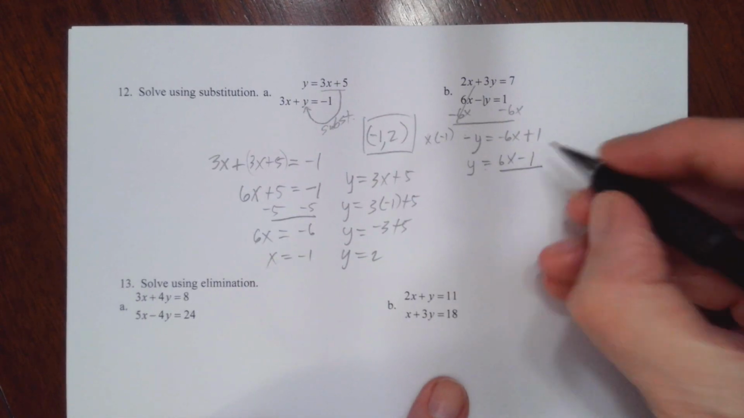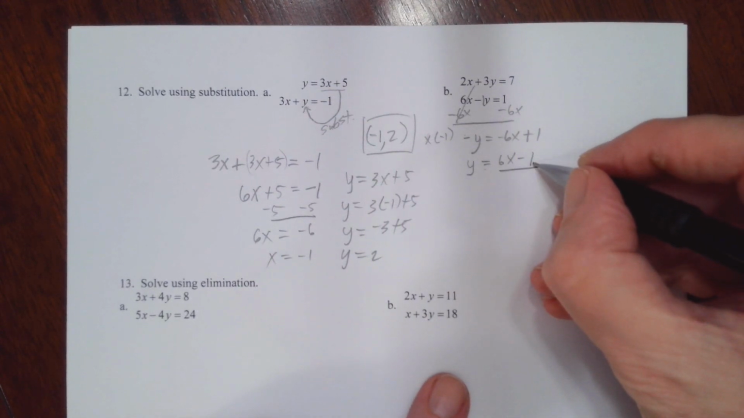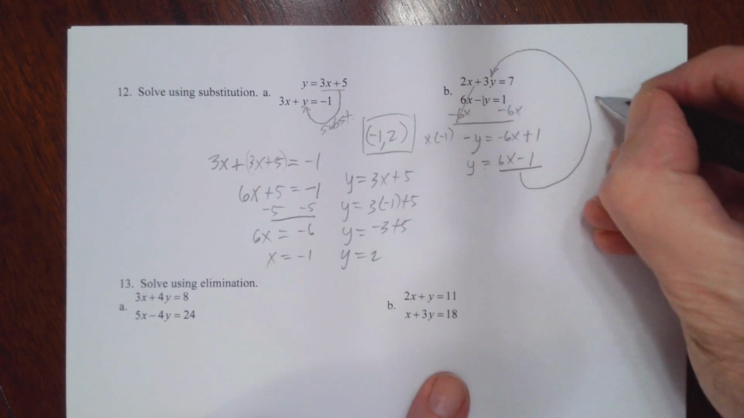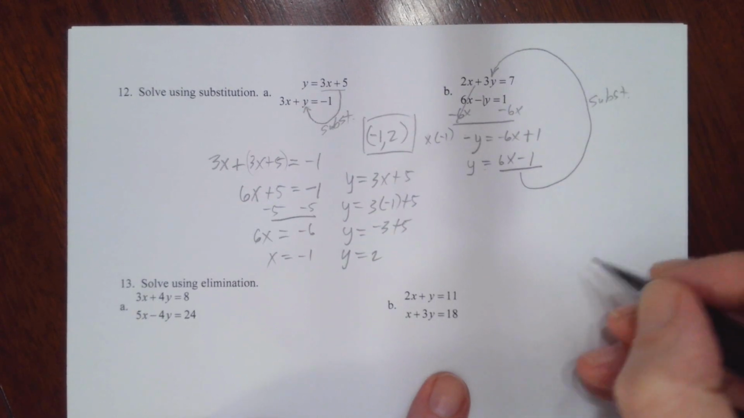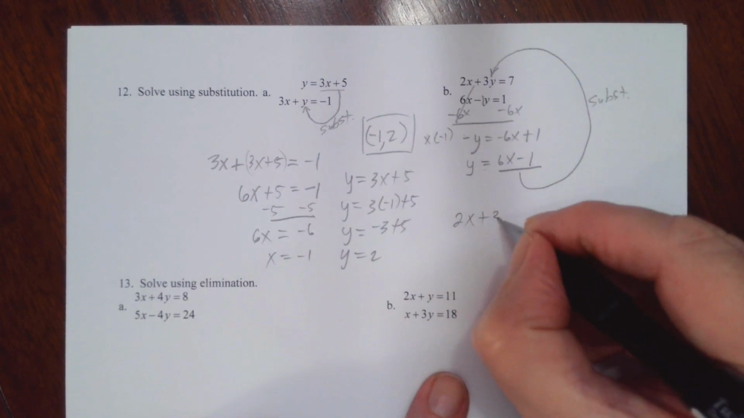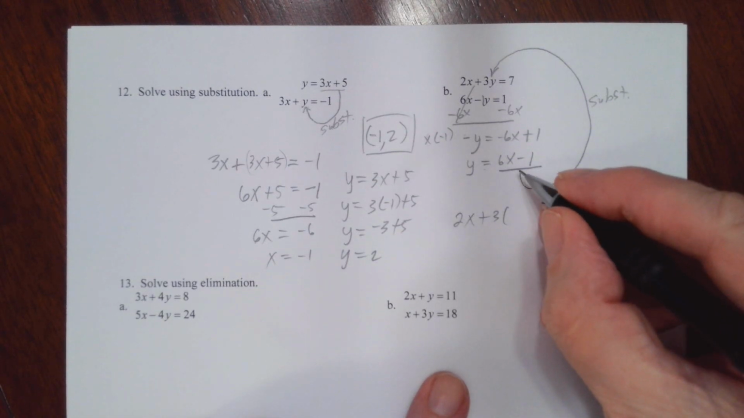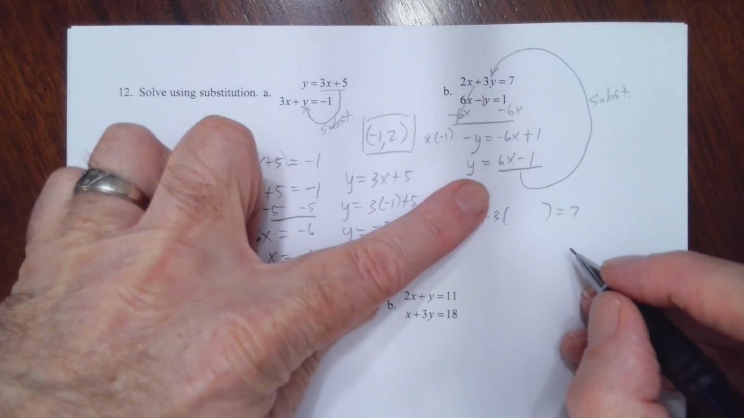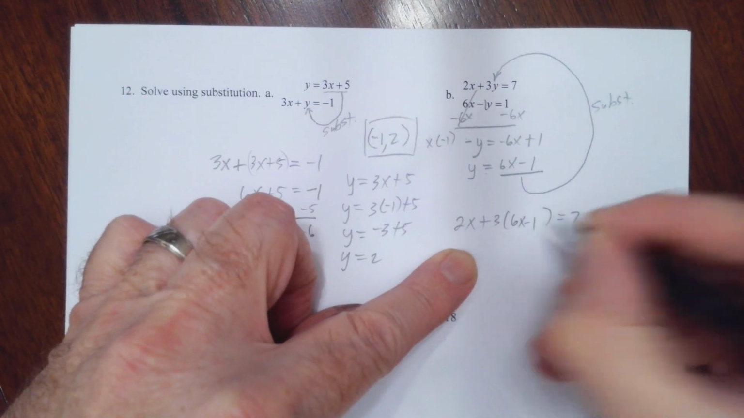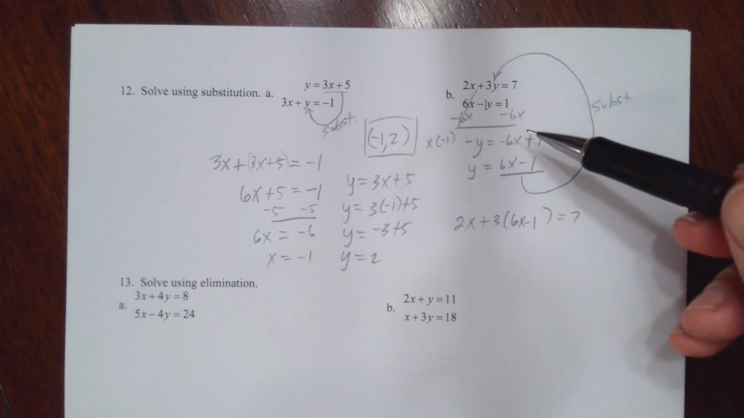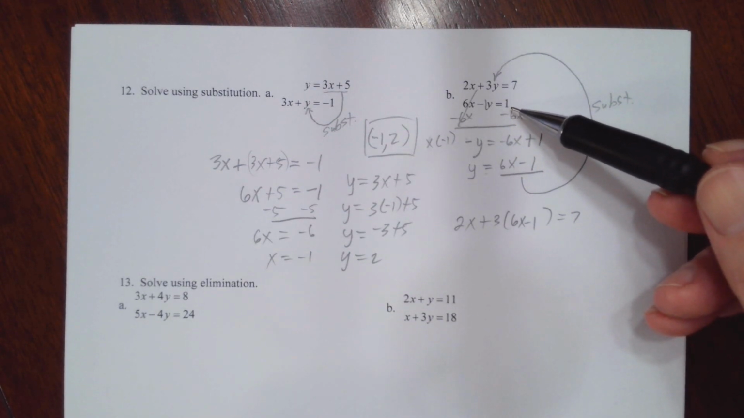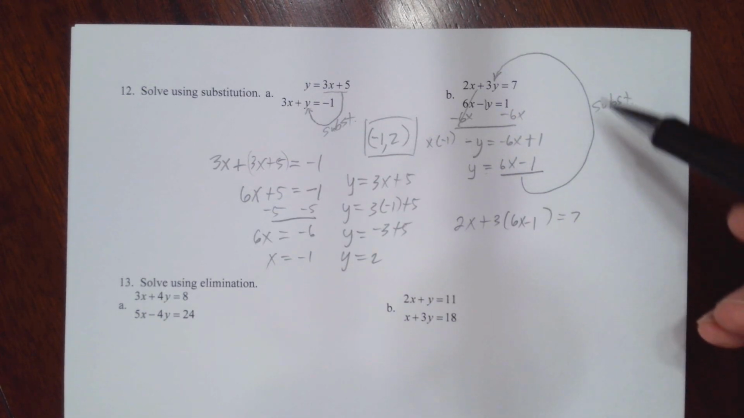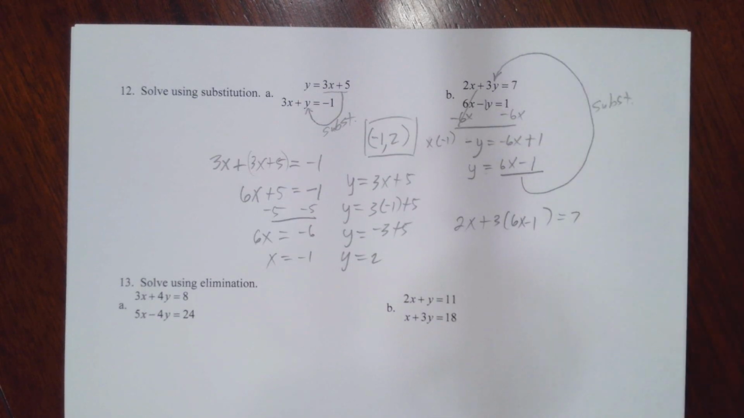And so now I can substitute 6x minus 1 for y in the first equation. So there's our substitution. So we have 2x plus 3 times our substitution equals 7. So that's the first equation. We're going to replace y with 6x minus 1. So it's always important that you use both equations. Notice here we solved the second equation for y and substituted for y in the first equation.